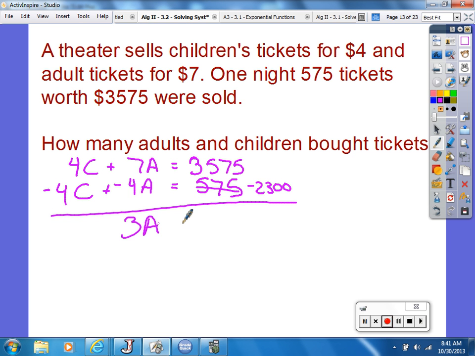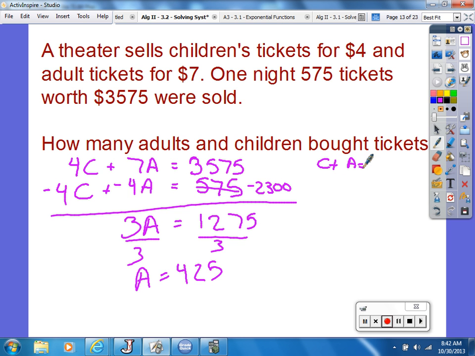So 3a equals 1,275. Divide by 3. a equals 425. Hey, trying to do that in my head there. So now I'll use that second equation with c plus a is equal to 575. And plug in 425 right here, so I'll subtract 425.